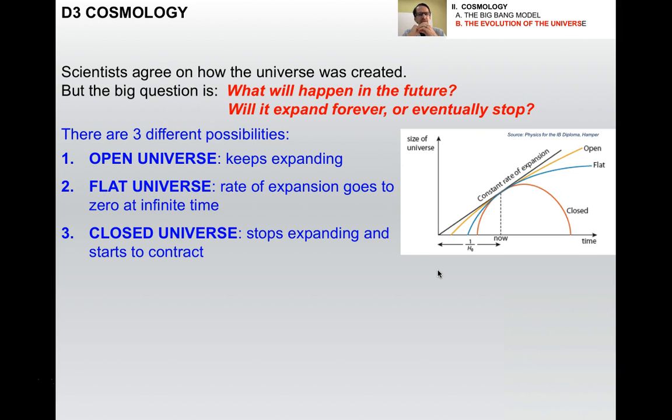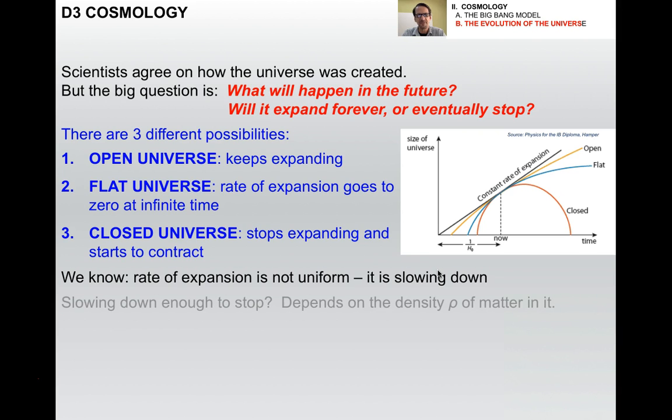Number two, a flat universe where the rate of expansion goes to 0 at an infinite time. So as t goes to infinity, it approaches a horizontal asymptote in this graph. The third possibility is that it's closed. It stops expanding and starts to contract, which means eventually there'll be, I guess, a big crunch is what it's been called, all right? Now we know that the rate of expansion is not uniform. It is in fact slowing down. But the real question is, is it slowing down enough to stop?